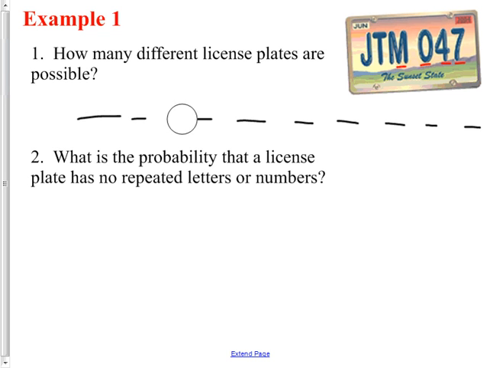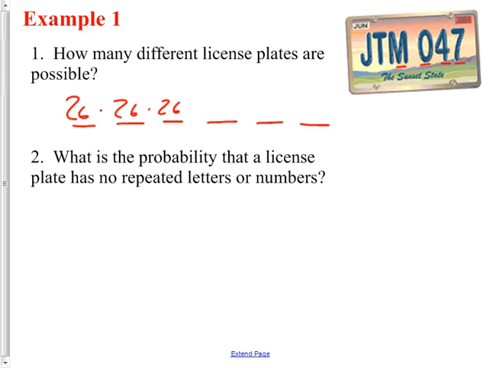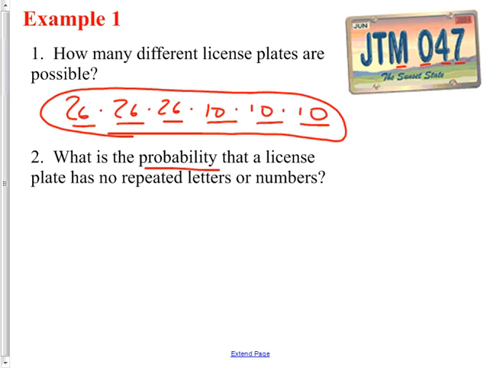Okay, enough about that. I just want to make sure you understood. I tie this to the real world. So how many different license plates are possible? Well, let's explain. This blank method is going to be really powerful. And you just say 26, 26, 26, 10, 10, 10. All right. What's probability? Now, this is important and different. That is not a probability. That's a total number of plates. What's the probability a license plate has no repeated letters or numbers?